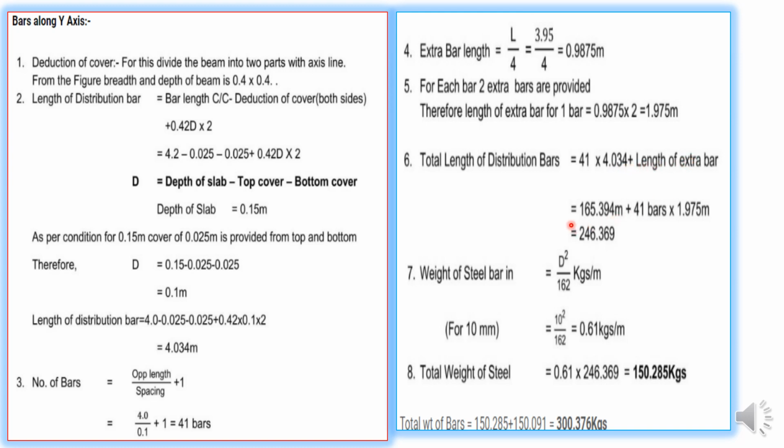Total length of the distribution bar is equal to 41 into 4.034, that is 165.394, plus 41 bars of 1.975 meter, that makes 246.369. Weight of the steel bar is d square by 162, that is 0.61 kg. So total weight of the steel is equal to 0.61 into 247.369, which is 150.285 kgs.